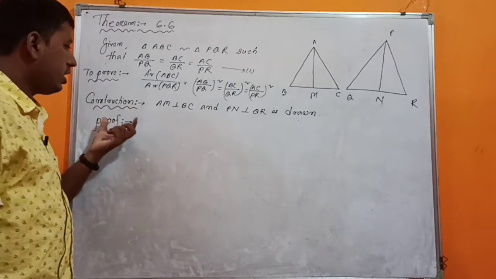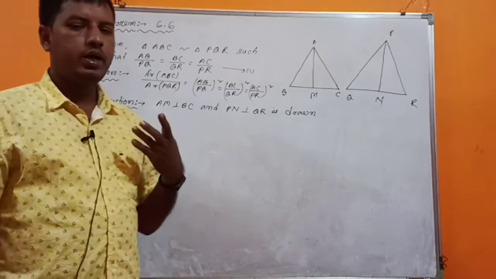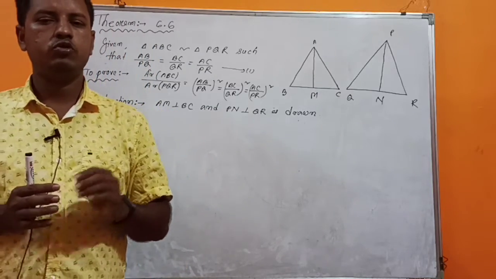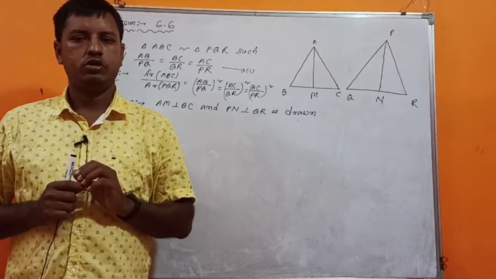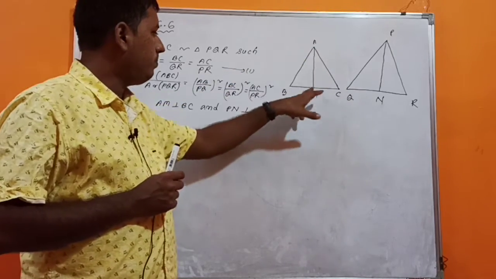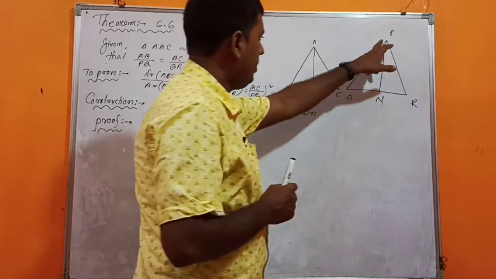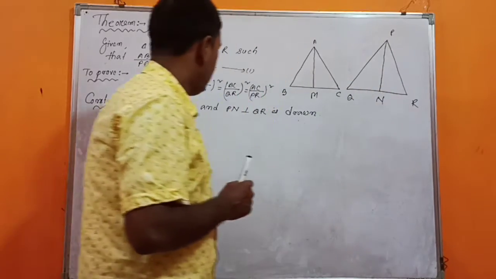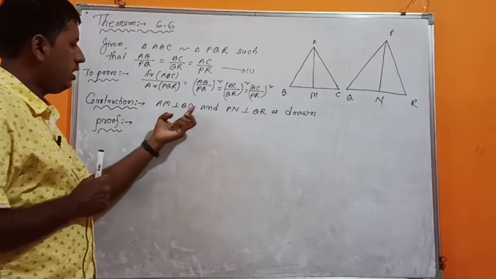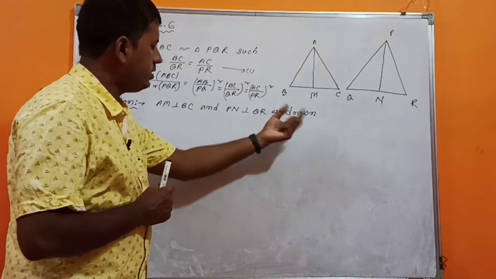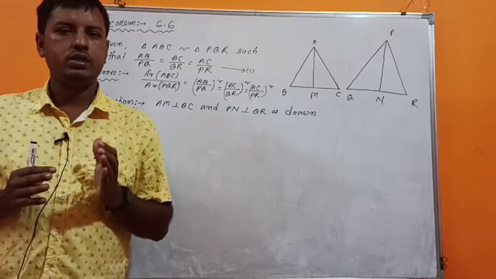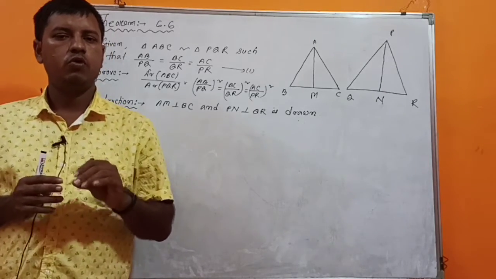Now the construction part. I told you in my earlier video that we have to draw a few things in the diagram which were not given in the question. So what I have drawn is AM parallel to BC and PN parallel to QR. I have written these things in the construction part: AM parallel to BC and PN parallel to QR is drawn.